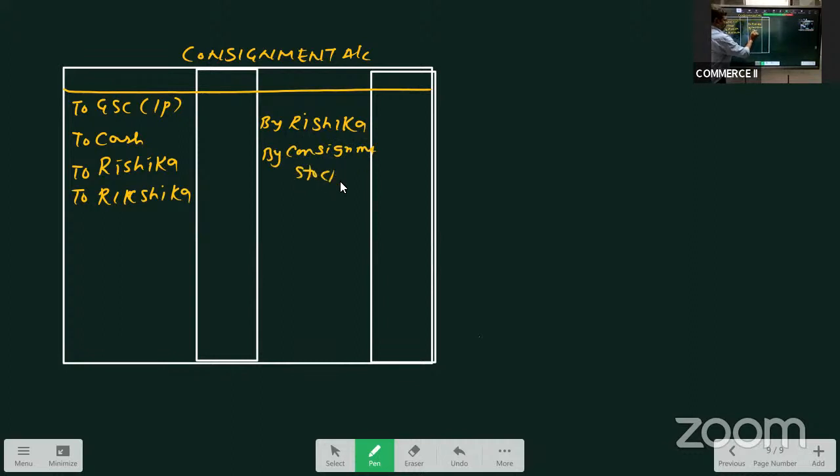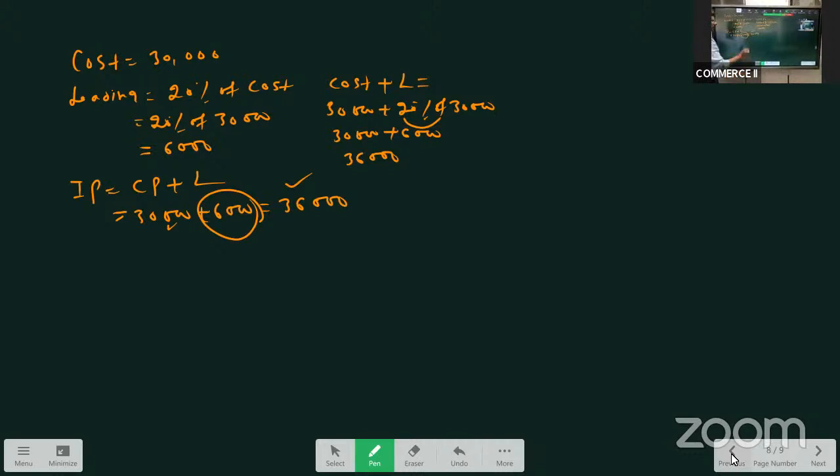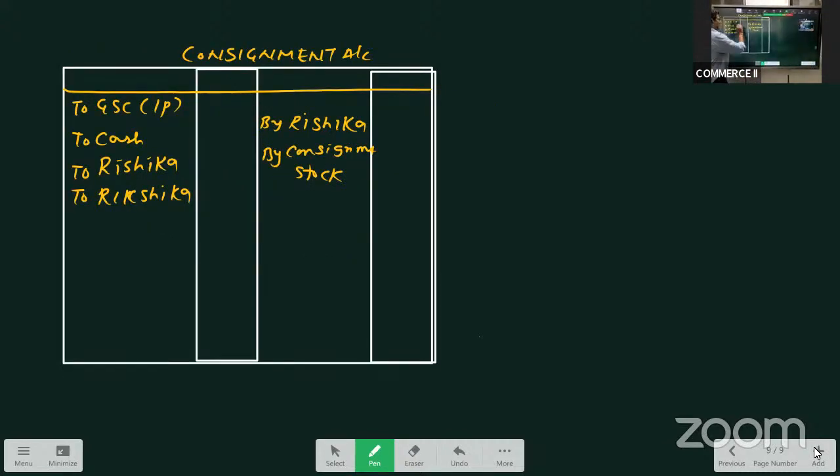Okay. Then two more will come. We'll see later. As of now, what is the invoice price? We have done the calculations. I have shown you here that invoice price is 36,000. And how did we arrive at that? That also we have seen. Cost plus loading. So here I'll take 36,000. What is the loading amount in this? It is 6,000. That we will remove, we eliminate by crediting consignment account with same GST.